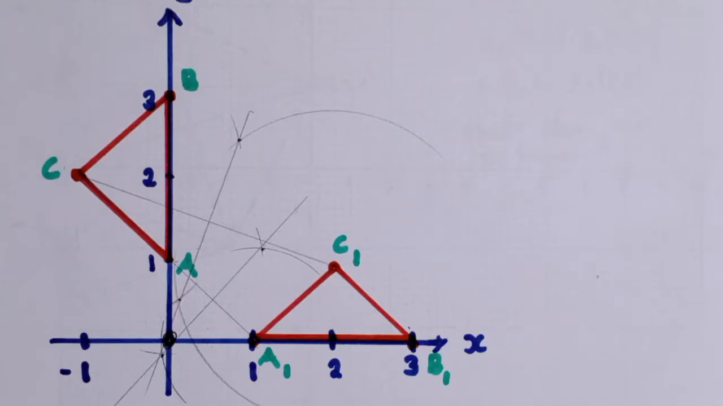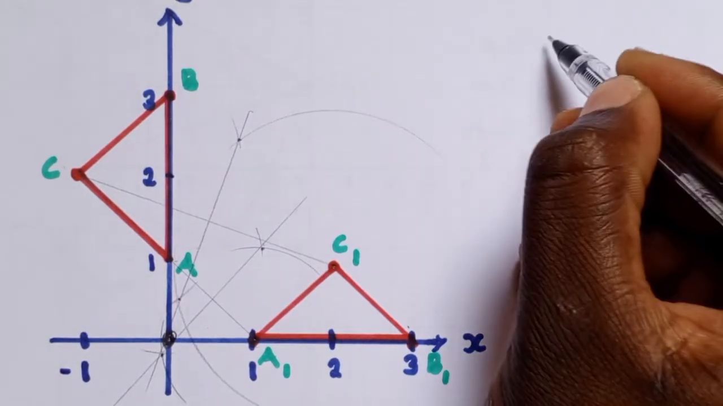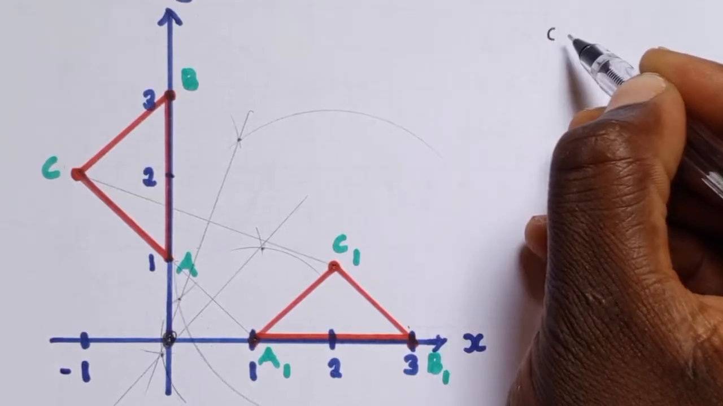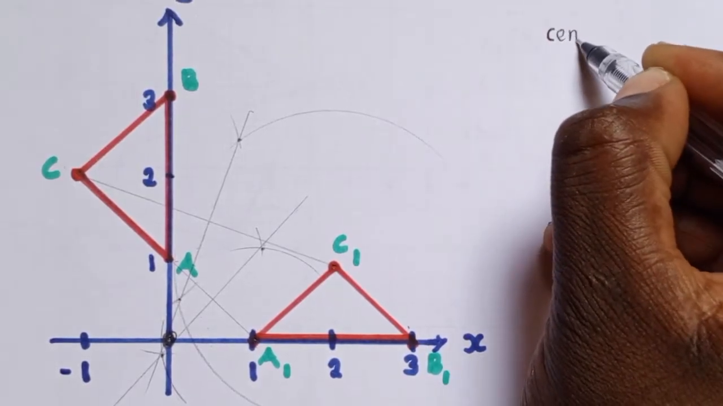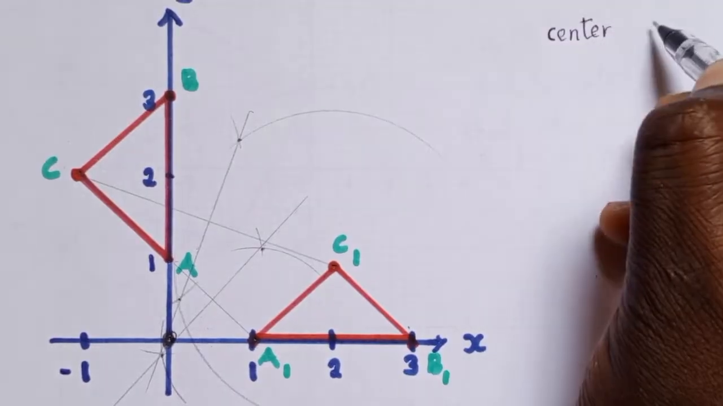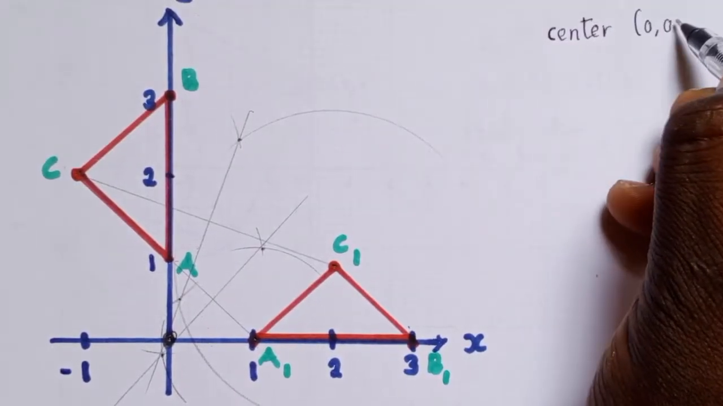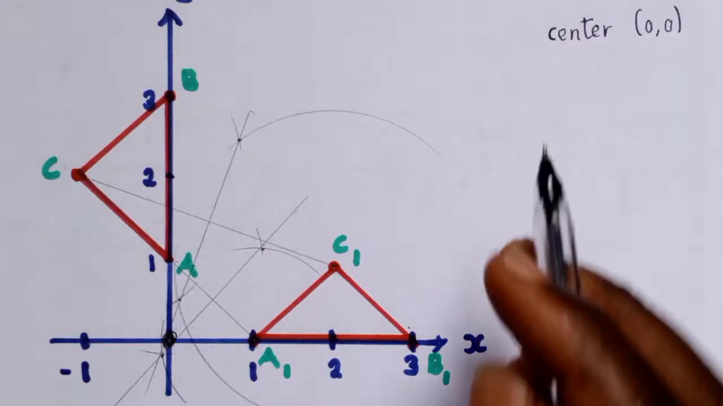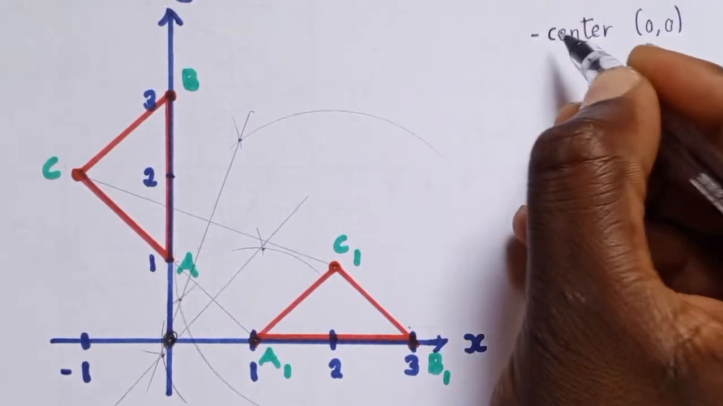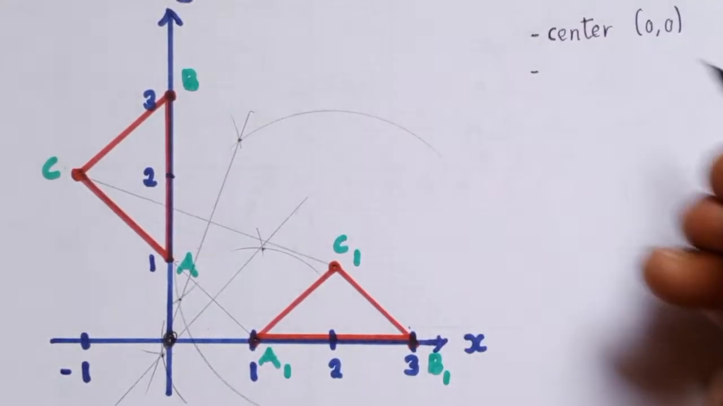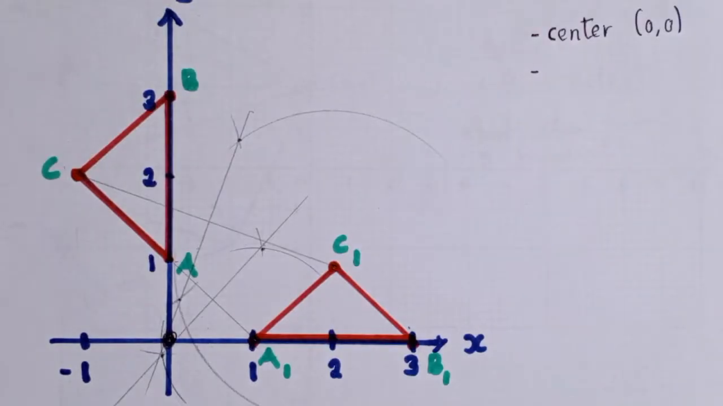So we shall say our center of rotation, let me put it here, center. Center is 0, 0. So this is the center of rotation, it's 0, 0. The next thing that we need to find is the angle. For us to find an angle, we have to pick two corresponding points. You can either pick this and this, or this and this. I'll pick A and A1.